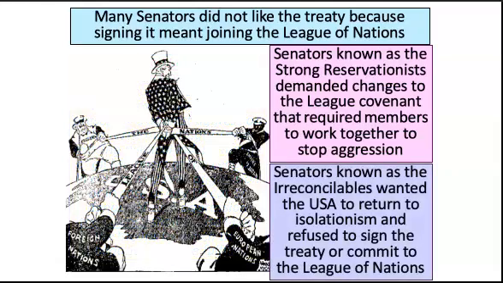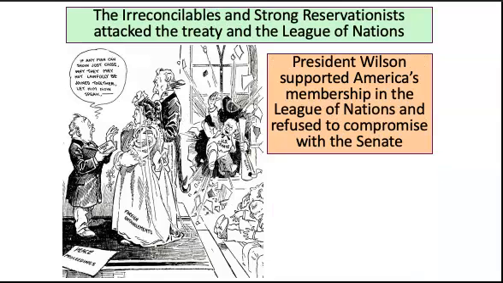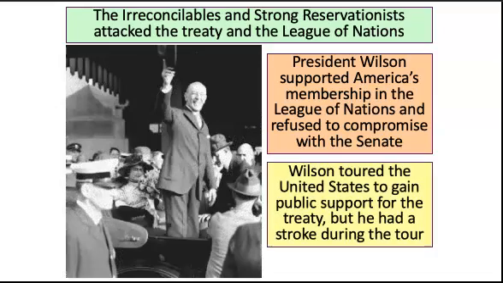Senators known as the Irreconcilables wanted the U.S. to return to isolationism and refused to sign the treaty or commit to the League of Nations. Now, the Irreconcilables and strong reservationists attacked the treaty and the League of Nations, and Wilson supported our membership in the League and refused to compromise with the Senate. Wilson would tour the country to try and gain public support for the treaty. However, he had a stroke during the tour, much hampering his efforts to drum up public support.